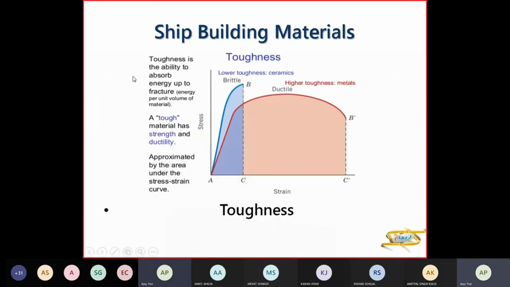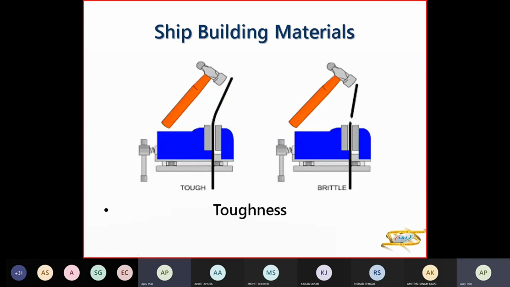So it is the toughness and ability to absorb energy up to fracture, or energy per unit volume of material. So this much is your toughness, high toughness for ductile rather than for brittle. A tough material will have strength and ductility approximated by the area under the stress-strain curve. So that will be A, B dash, C dash, C. That is the area under the stress-strain curve for ductile. For brittle, it will be ABC, much smaller as compared to ductile material. So that's the toughness. You're hitting this material, it bends, it is tough, but if it breaks, it is brittle.